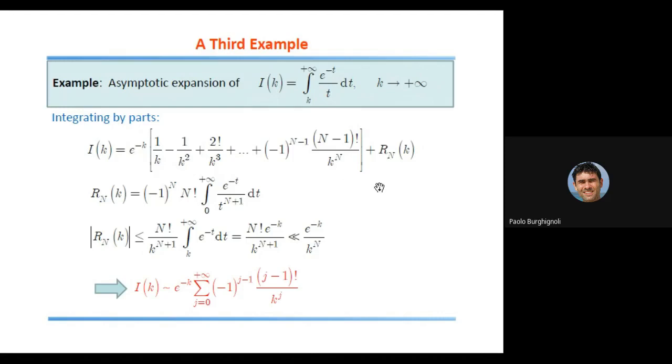So again, this is an asymptotic expansion, and we can write that I of k is asymptotic to the exponential e to minus k times this infinite summation, which again is a divergent summation, as you can see immediately if you consider k fixed for a moment and you examine the behavior of these terms as the index j increases, okay?